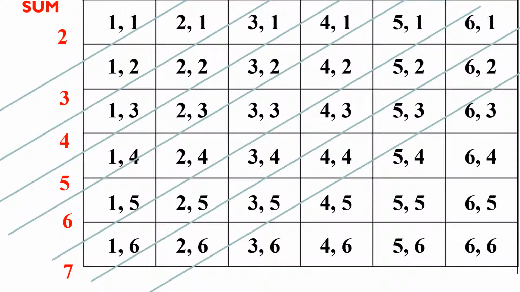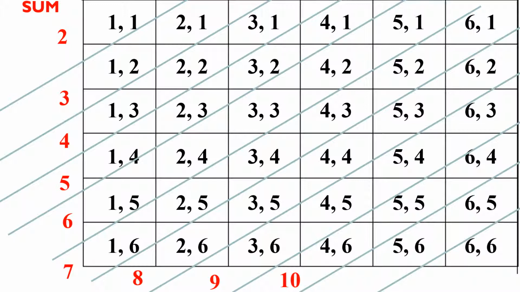The next diagonal line, those all sum to 8. Our next diagonal line, they all sum to 9. Our next diagonal line, they all sum to 10. You can see we're getting less and less as we're getting close to the end of the table. Our next line, 5 and 6, 6 and 5, those sum to 11. And then at the very end of our table, 6 and 6, those sum to 12.